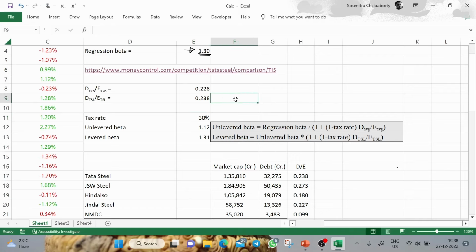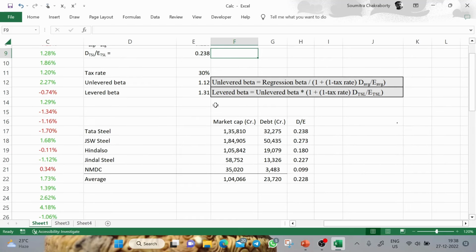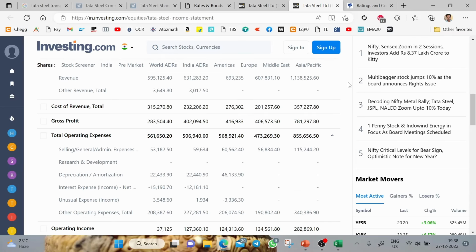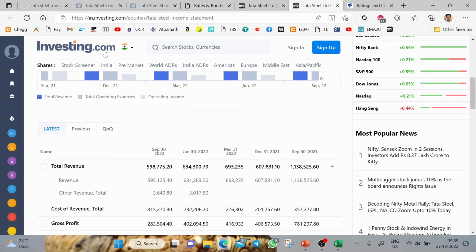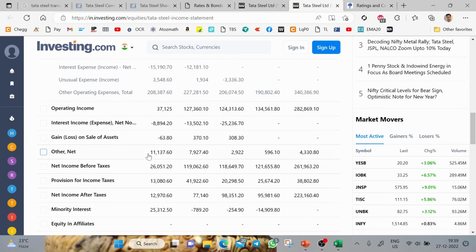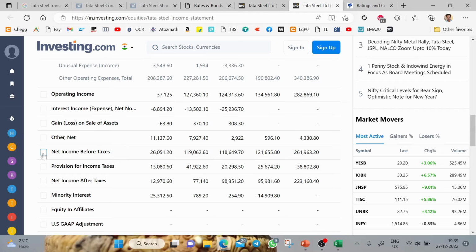Now let us find a little bit more objectively how to find the tax rate. For that we will go to the income statement. This is the income statement that I have taken from investing.com for Tata Steel. This is quarterly data, and if you can see here, this is the net income before tax, and this is the provision for income tax. If you take these two, the ratio should give you the marginal tax rate.